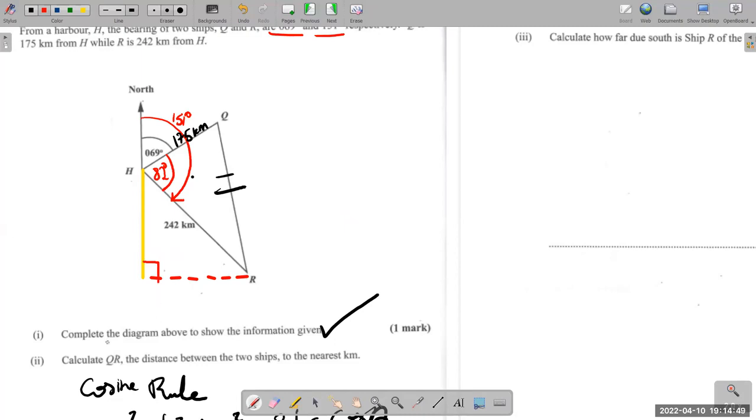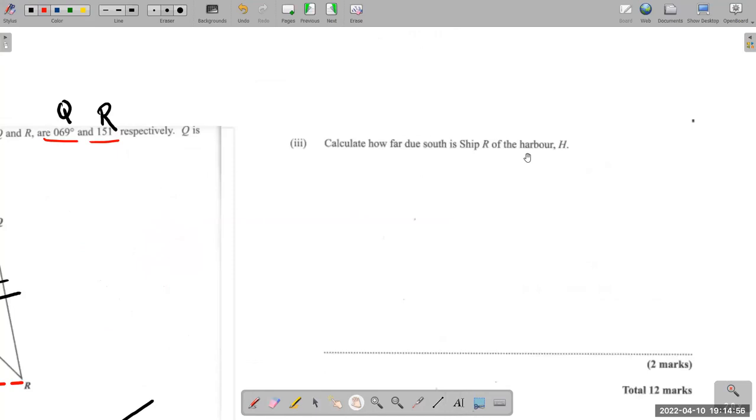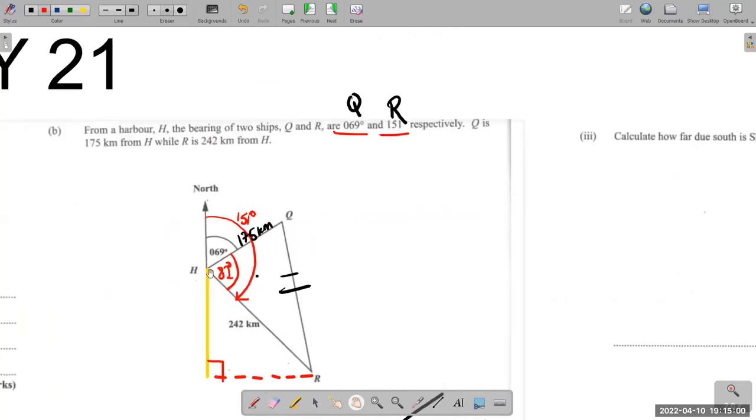Oh my goodness, this was like a fire question. You see why the reading comprehension part is the difficult part here? How far due south? It means how far due south. They ask you for the angle because they don't give you this. So they want to know how much due south is R. That means they want this line. So let's call this X.